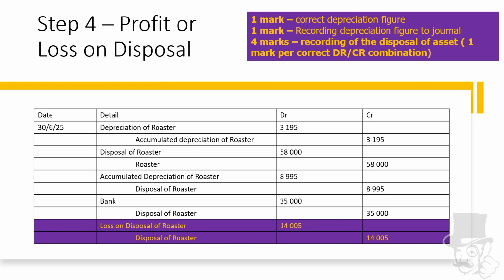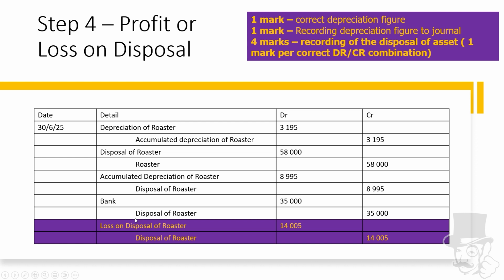That's how you get your 6 marks here, and I've put the mark allocation up here. Correct figure of depreciation, and then record depreciation into the journal, then the 4 marks in relation to the disposal. Let me go through it correctly. 1 mark for disposal roaster and roaster, 1 mark for accumulated depreciation roaster and disposal roaster, 1 mark for bank and disposal roaster, and then the last mark for loss on disposal roaster and disposal of roaster. 1, 2, 3, 4. 4 steps, 4 marks.